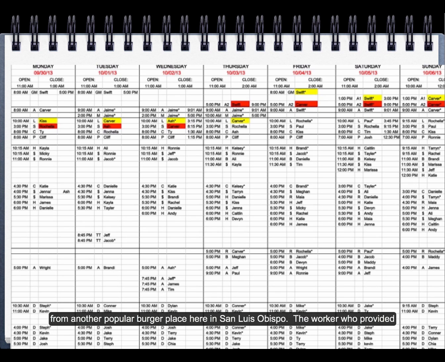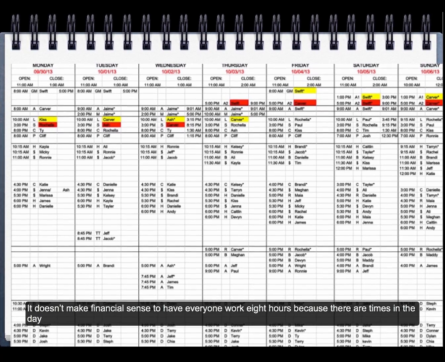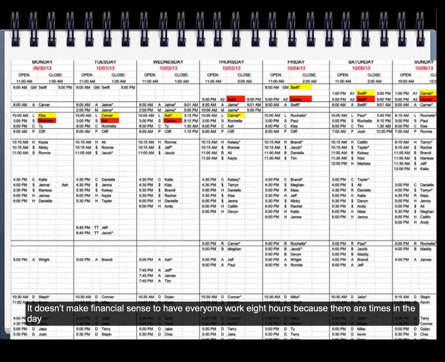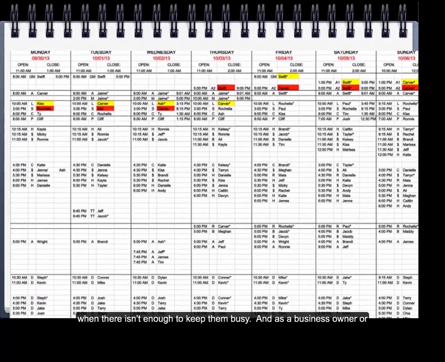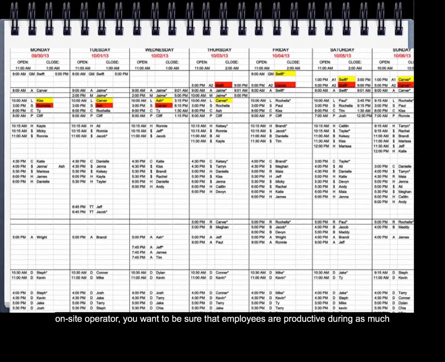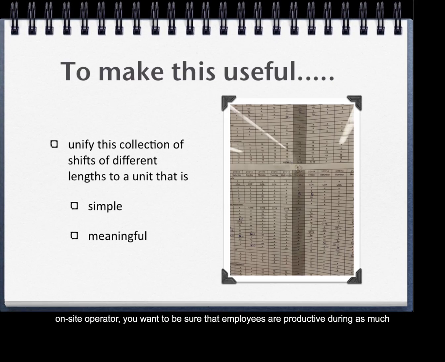Here's the schedule from another popular burger place here in San Luis Obispo. The worker who provided this schedule reported that the shifts are open-ended depending on volume, so employees might work a short time and get sent home, or they might stay and work a full 8 hours if the restaurant is busy. It does not make financial sense to have everyone work 8 hours because there are times in the day when there isn't enough to keep them busy. And as a business owner or on-site operator, you want to be sure that employees are productive during as much of their work time as possible.